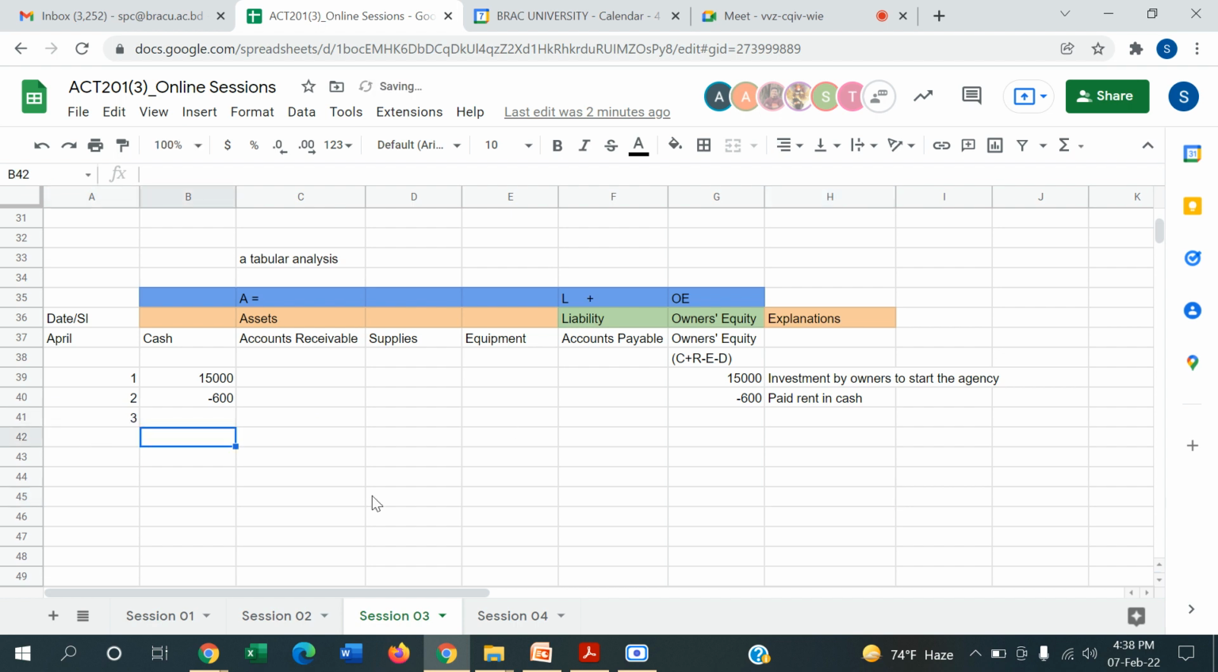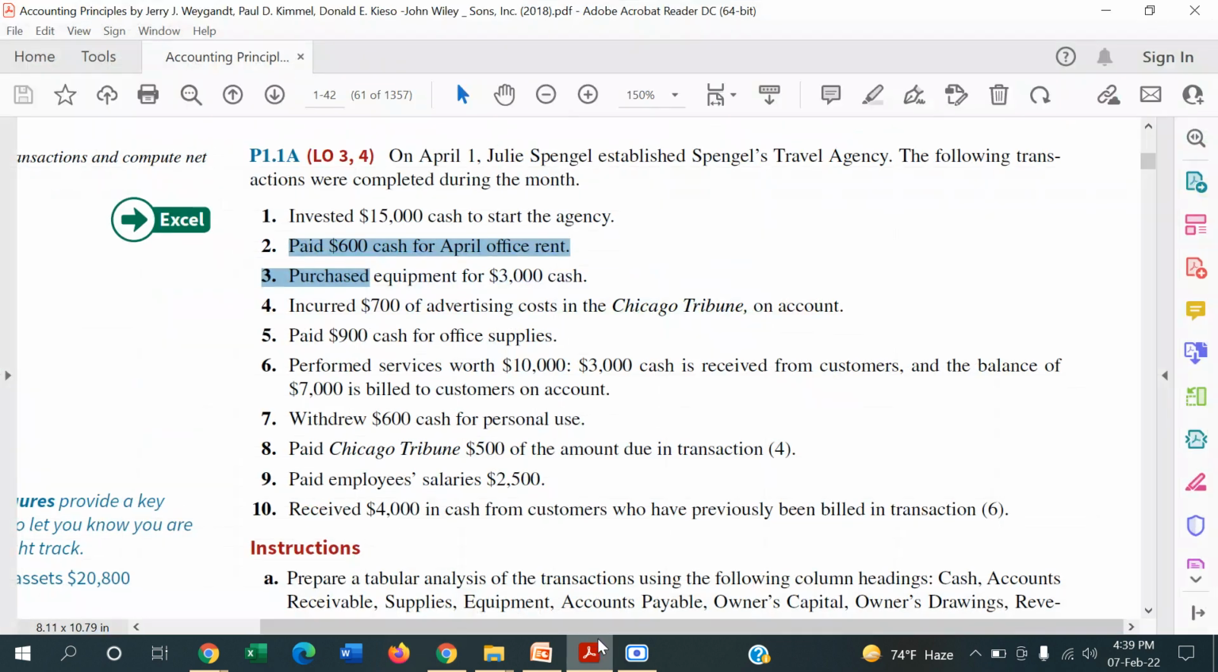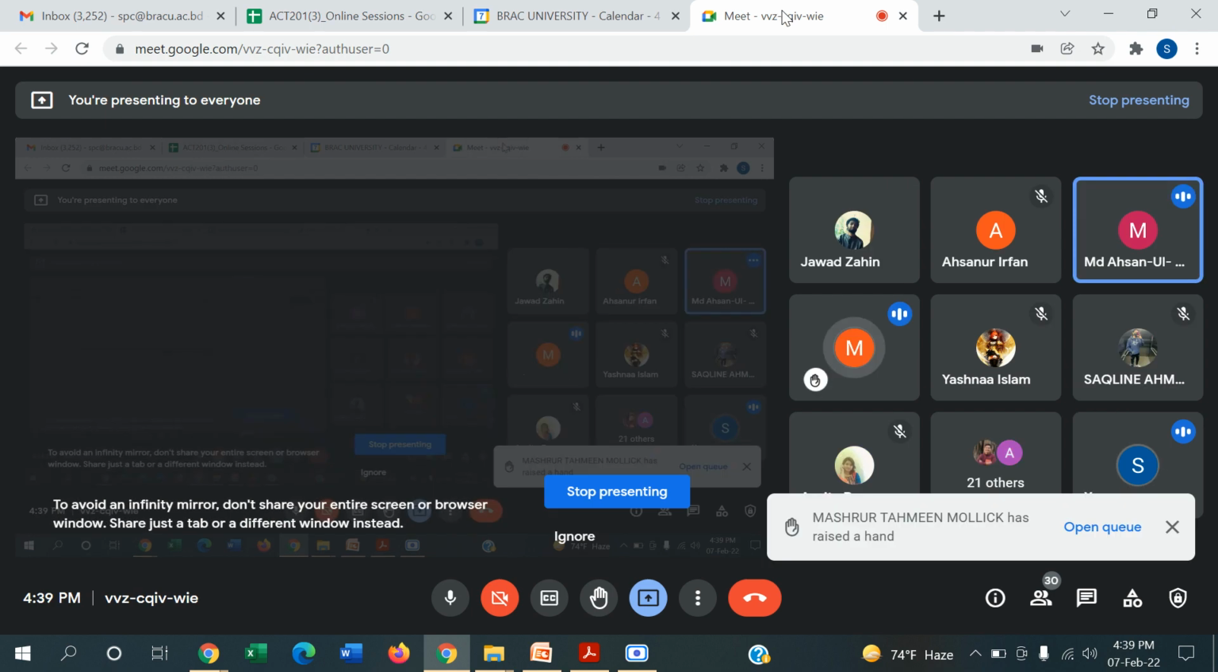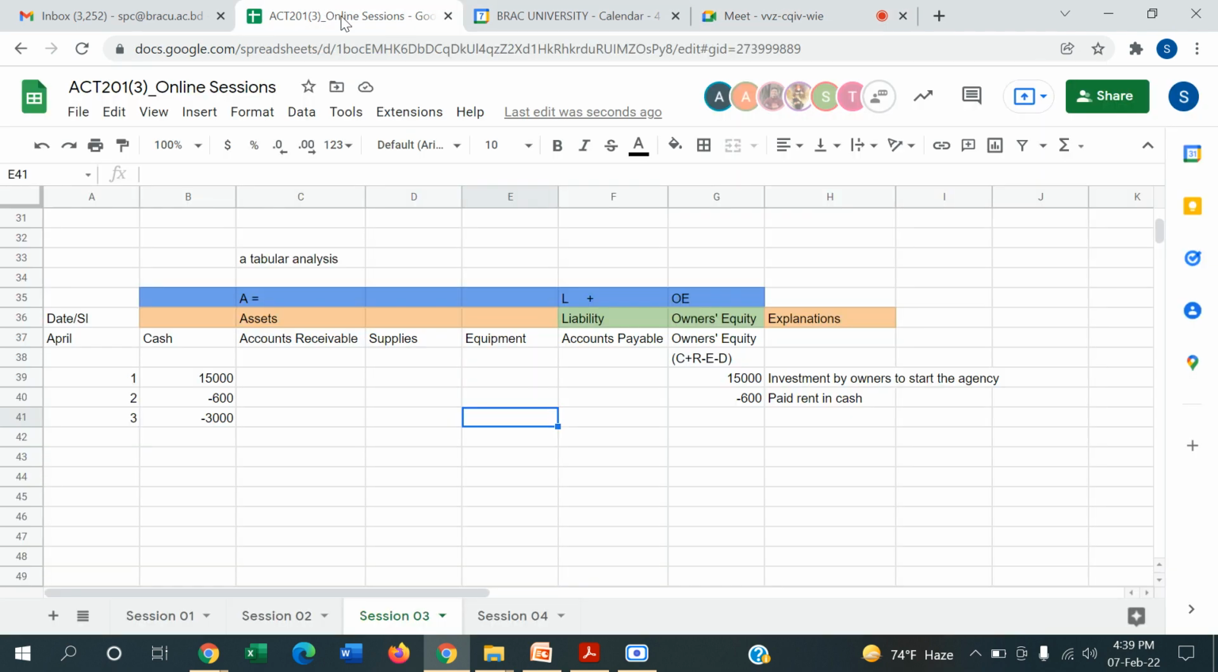Number 3, purchase equipment for cash, 3,000. You can take help from the rough work you have done or from the analysis. Minus 3,000 of cash, cash decrease, and office equipment. Equipment is also an asset, right? So why are you not including that?